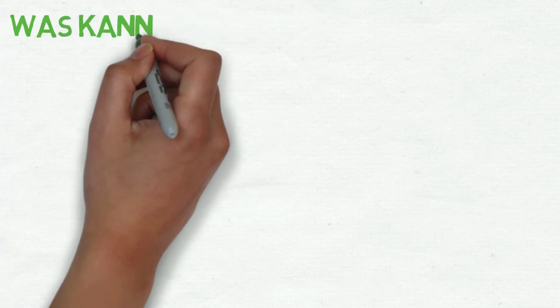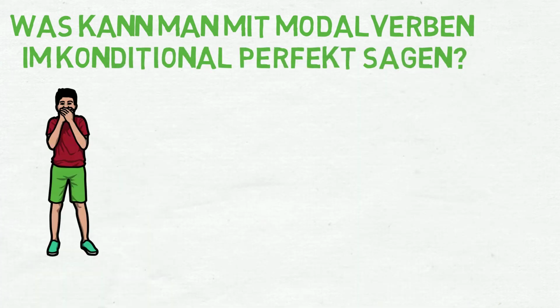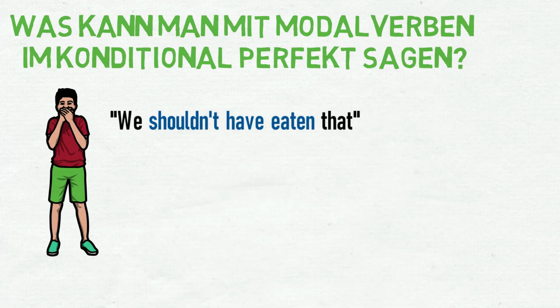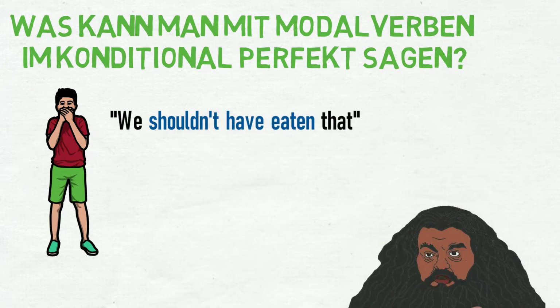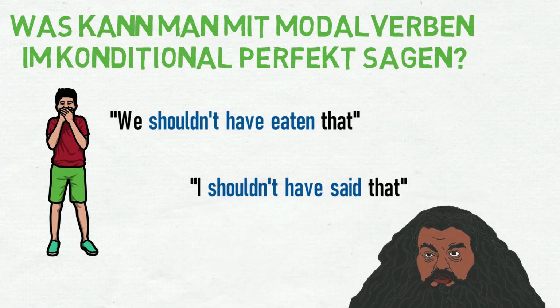Using the conditional perfect with modal verbs is a really fun way to play with the German language, and it means that you can express regrets, such as, we shouldn't have eaten that, or, like the character of Hagrid in the Harry Potter films, I shouldn't have said that.